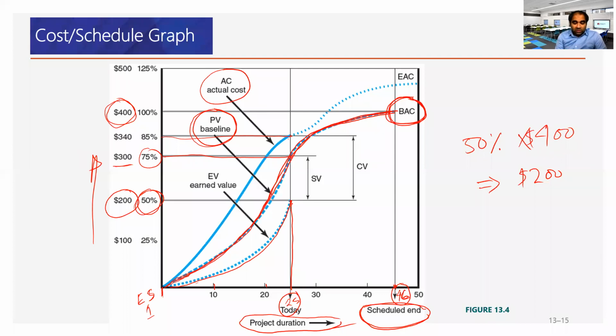But in actual cost, the actual cost to complete that, this is the actual cost here, the solid blue color. The actual cost to complete was 340. So if we take the percentage, that is almost 85% of the budget. So the actual cost to complete was more than the planned value and the earned value.